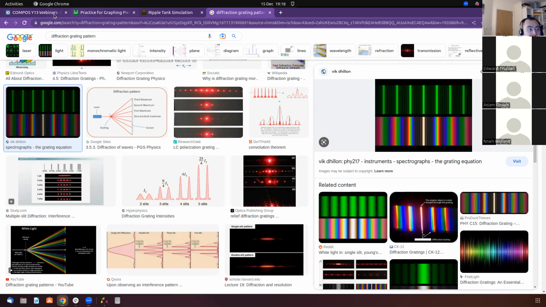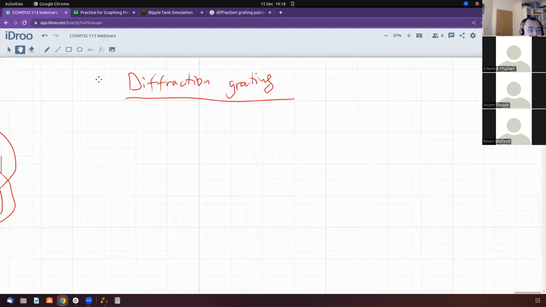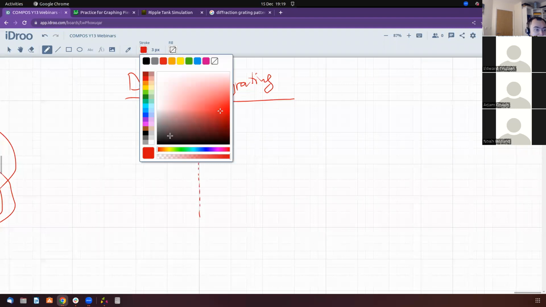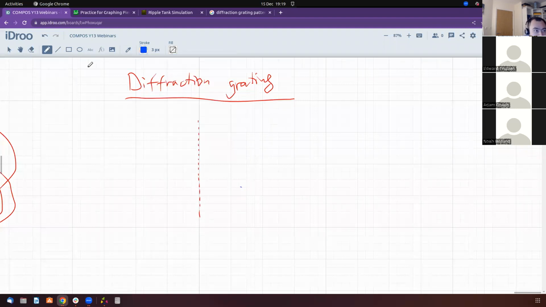So if you have a diffraction grating, and a beam of light hits the diffraction grating, you will have several directions.